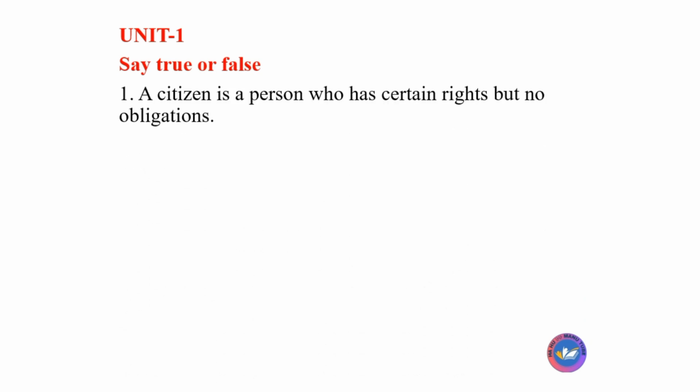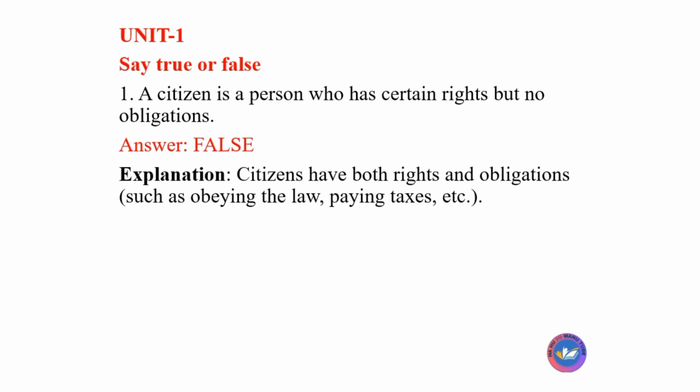Unit 1. Say true or false. Question number 1. A citizen is a person who has certain rights but no obligations. The answer is false, because citizens have both rights and obligations, such as obeying the law, paying taxes, and etc.